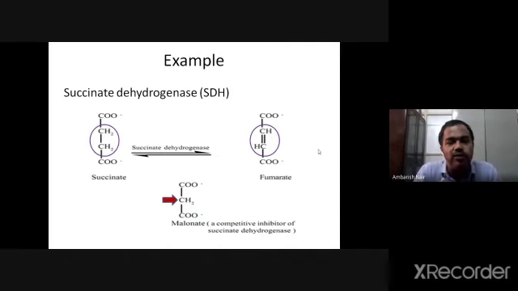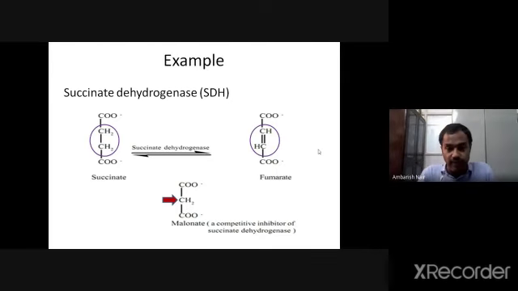There will be huge competition between succinate and malonate for succinate dehydrogenase, SDH. So succinate can form fumarate, but what about malonate? Malonate cannot form fumarate. Why? Because malonate has got only one CH2 group. It cannot form a CH=CH double bond. So that's why the entire reaction stops there. That's the example for competitive inhibition.